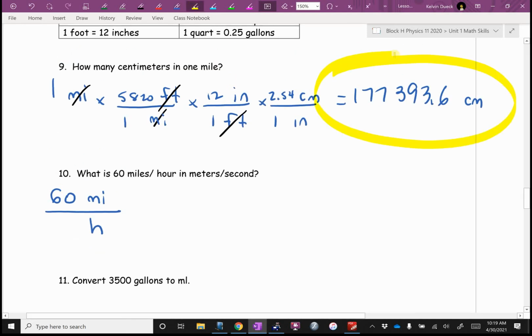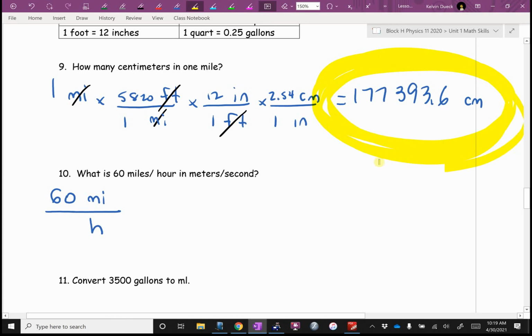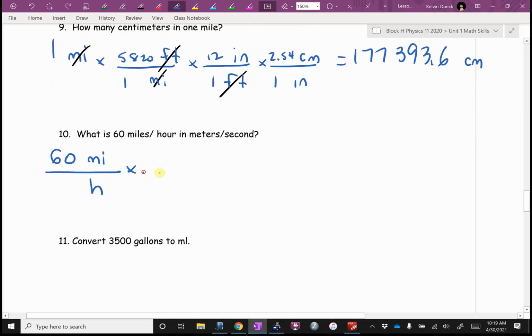Camille, what might be a very convenient thing to convert miles to, because it would be easy to go to meters from that thing? Why don't I use my answer from number 9 and be clever? So I'm going to go like this. Where is miles going to go? On the bottom, and I'm going to put centimeters on top, and here it's going to be 177,393.6 to 1. Now, if I didn't have that, I would walk through the same procedure that Parker and I did, but ending up in meters. Why not use the shortcut?